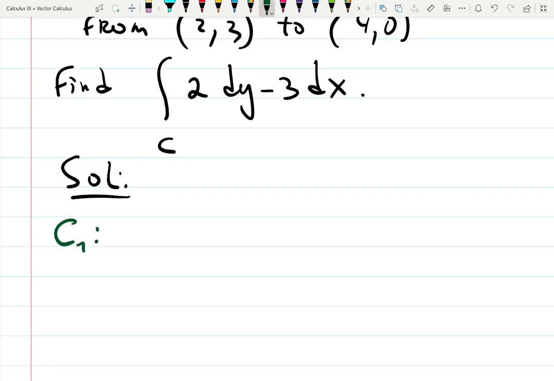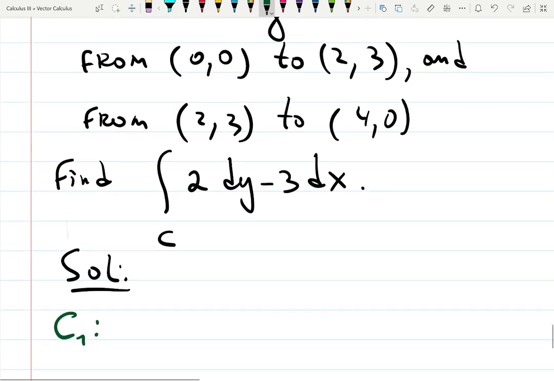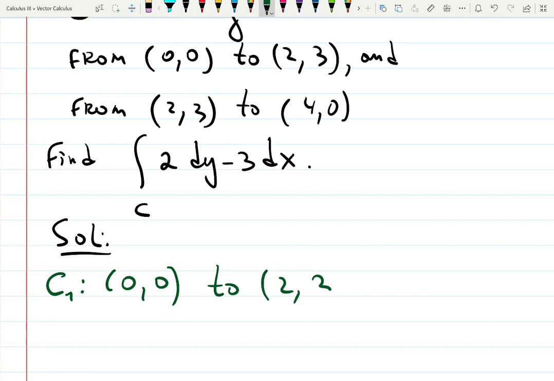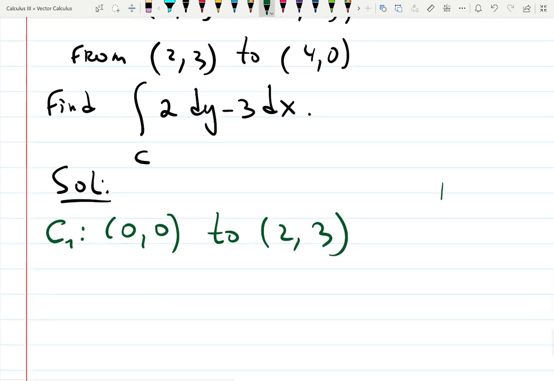So a segment, let's call it C1 and C2, right? C1 is from 0, 0 to 2, 3. Let's put it on the x-axis and y-axis. 0, 0. It's two-dimensional. It's not that hard. 2 and 3. Here it is. Here's a segment C1. You need to learn how to parameterize it.